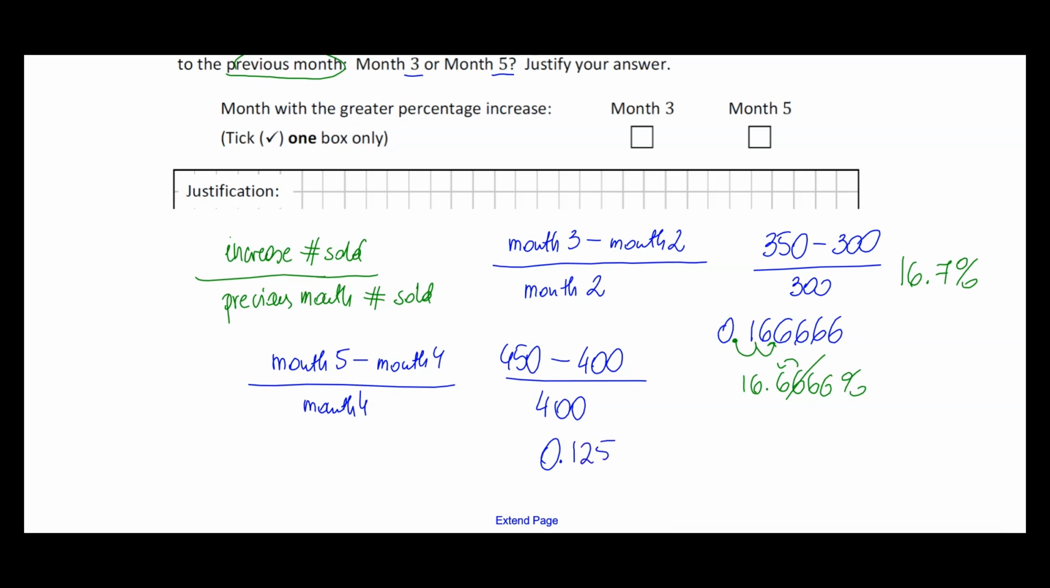0.125. So again, to change that to percentage, we multiply by 100 or we move that decimal 2 places. So that means 12.5%. So where is the greater increase? 16%. So month 3, our justification is the calculation that we've done here. Now, percentage increase, percentage decrease, this is very common on your exam.